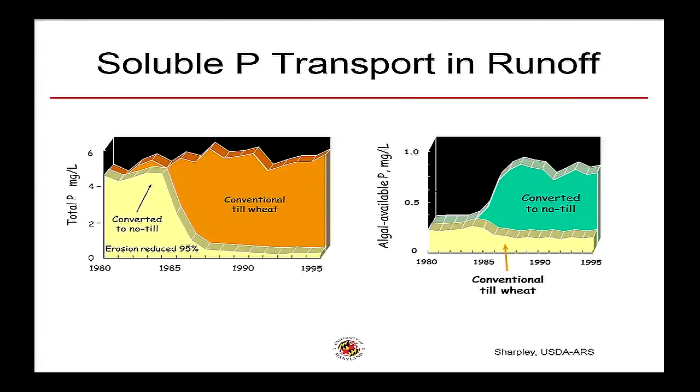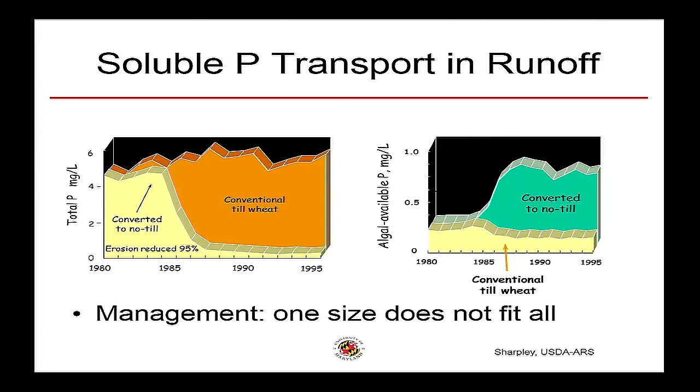And let's look at it again in another example. We've got a timeline on the x-axis, and on this graph over here, we're looking at total P, that particulate P, right? When they converted to no-till, and some fields still remained in conventional tillage with wheat, we saw erosion reduce 95%. So converting to no-till decreased that particulate P loss. But when we look over here, that same conversion to no-till, when we switch our y-axis and look at that soluble dissolved P, we see that the conversion to no-till actually increased it. So the tillage actually helped decrease, or at least keep the same, that dissolved P loss.